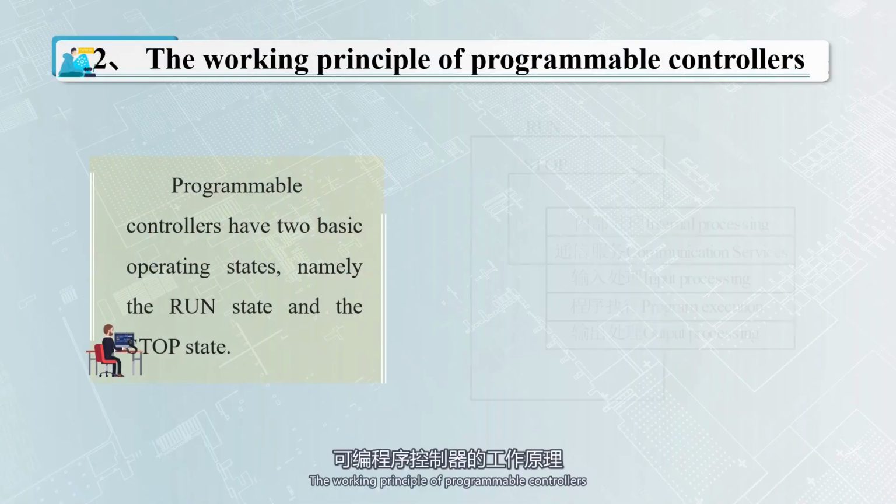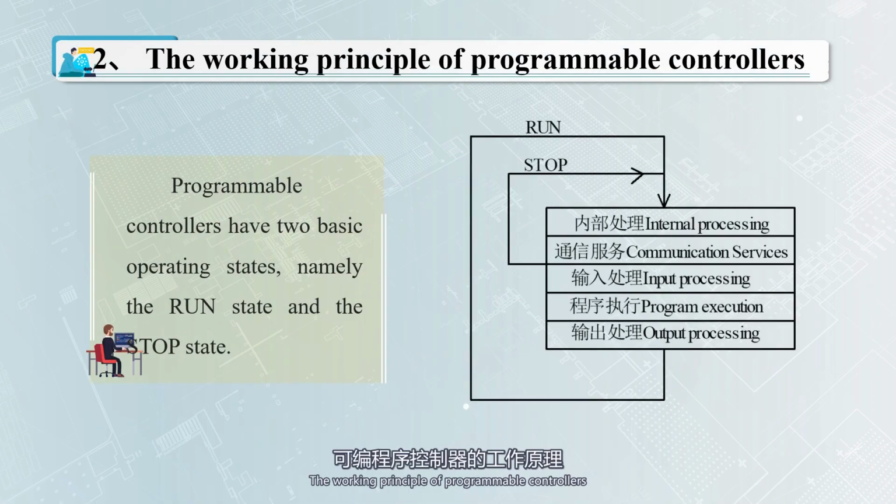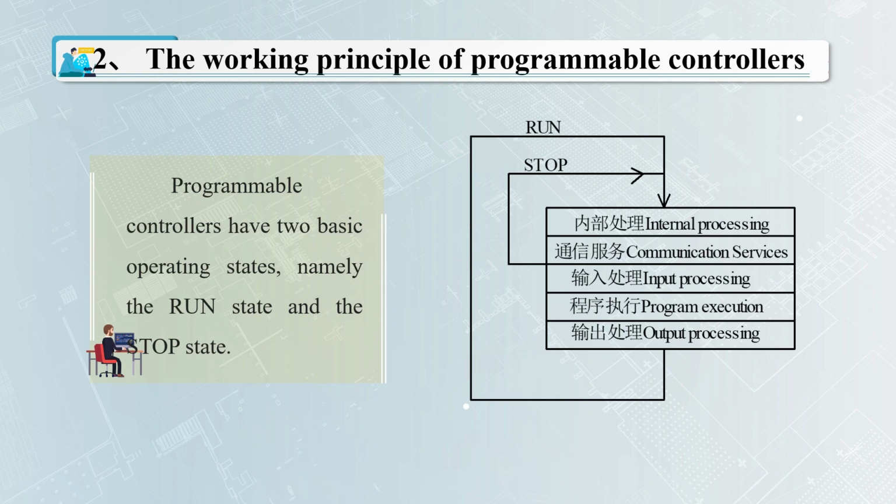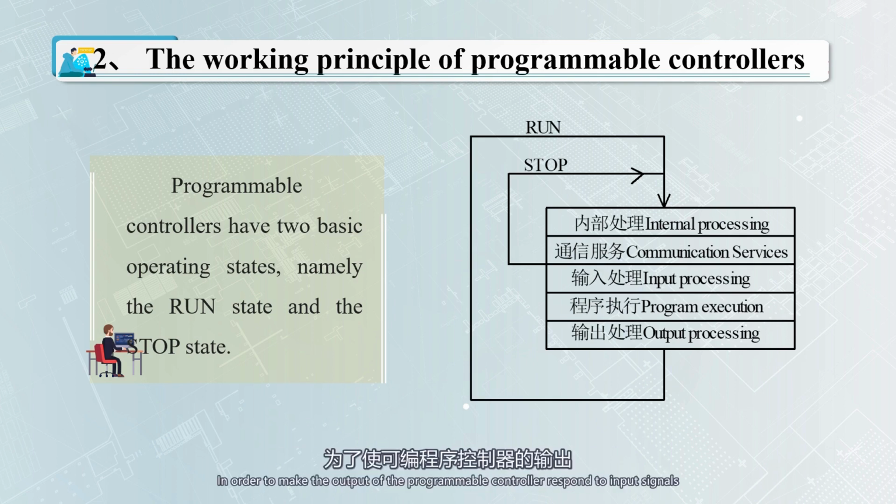The working principle of programmable controllers. Programmable controllers have 2 basic operating states: run and stop, namely the run state and the stop state. In the running state, the programmable controller achieves control functions by executing user programs that reflect control requirements, in order to make the output of the programmable controller respond in a timely manner to input signals that may change at any time.